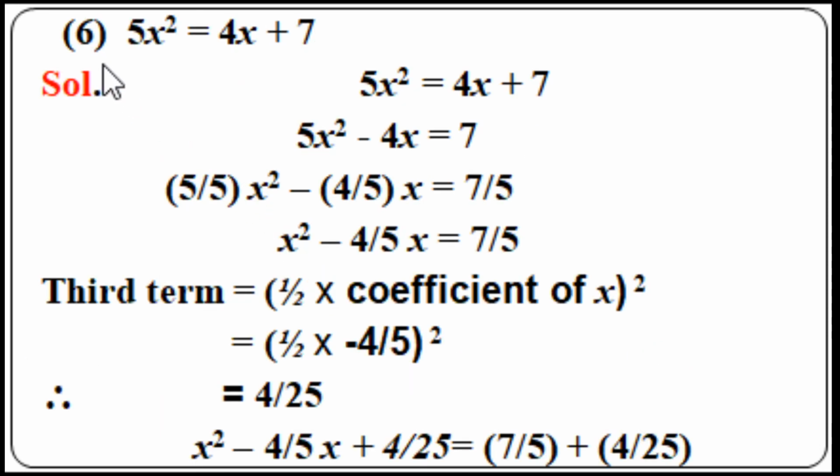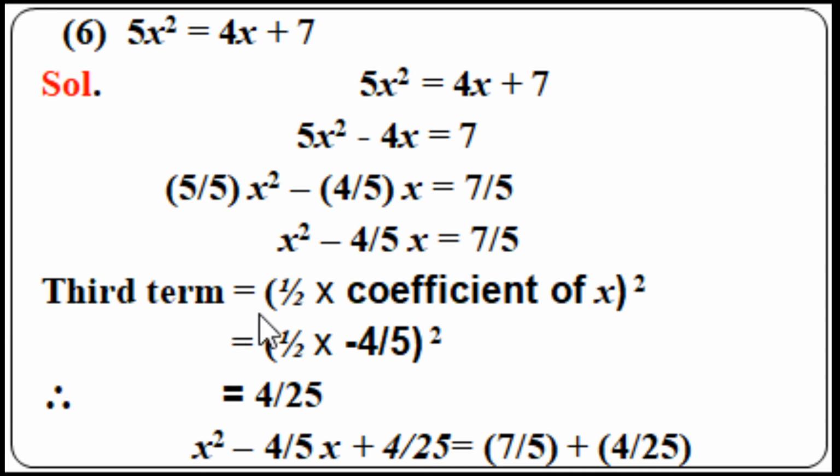Now question number 6, the last question of this practice set. 5x square is equal to 4x plus 7 can be written as 5x square minus 4x is equal to 7. Same method, divide each term by 5. 5 upon 5 x square minus 4 upon 5 x is equal to 7 upon 5. We get x square minus 4 upon 5 x is equal to 7 upon 5.